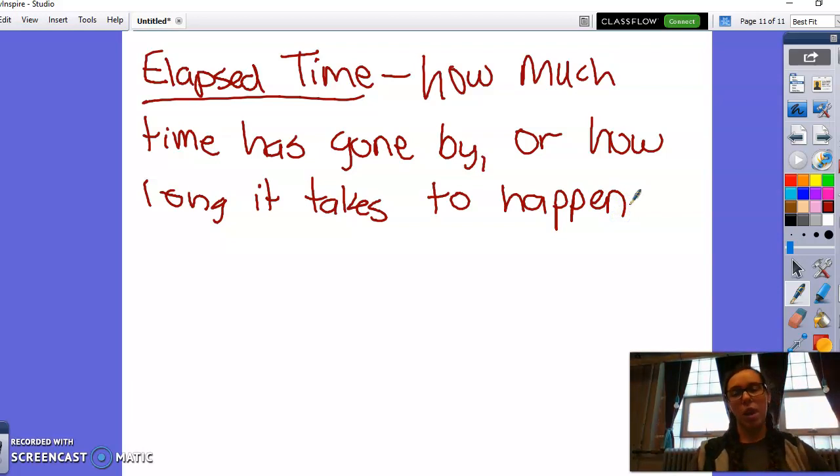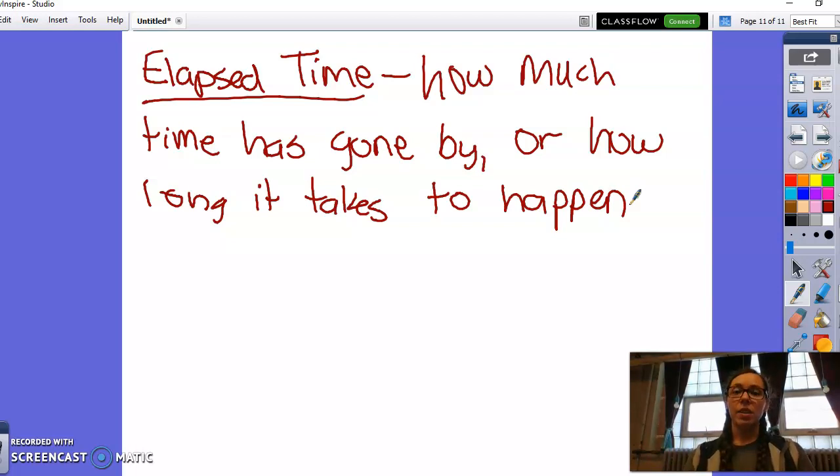Okay, so you could measure elapsed time for almost anything. You could measure how long it takes you to get to school. You could measure how long it takes you to brush your teeth. You could measure how much time it takes you to do your homework or whatever it is. But we can also use elapsed time for a couple of different things.